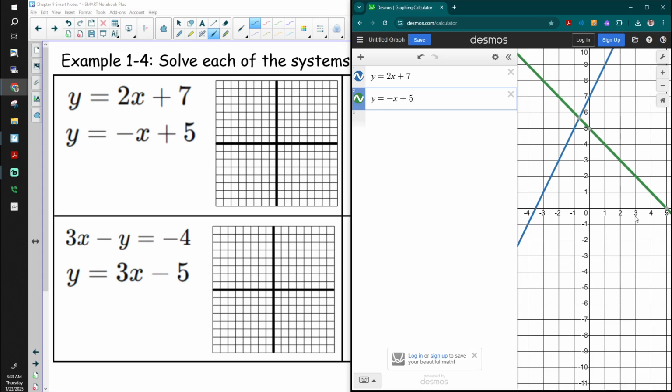Our solution is where our lines do what? Intersect. Okay? So, if you did it right, you will see a point that shows up gray. You will find a point that shows up gray, that is the point where our solution is.